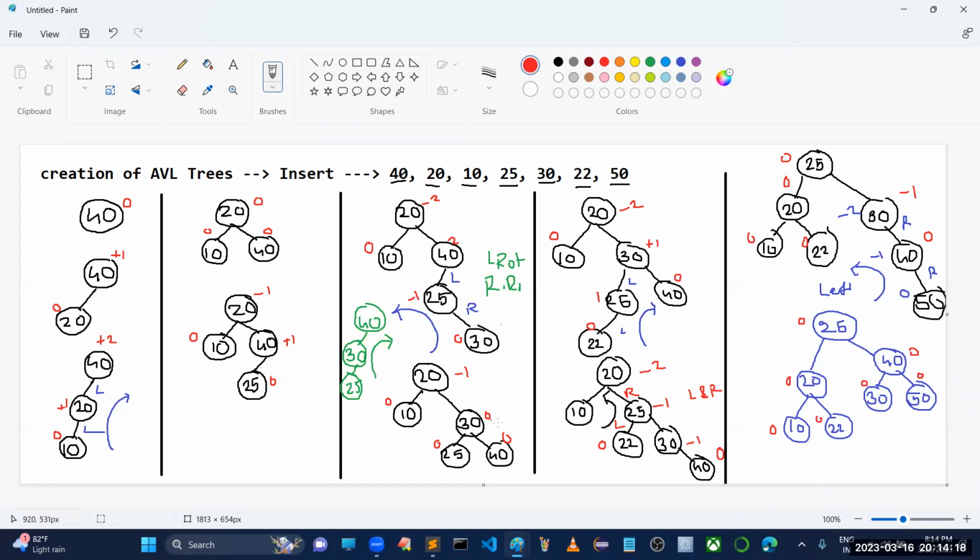This is the way to insert elements into a binary AVL tree. I hope you people got very clear clarity about this. Can you please confirm? Is it clear up to this?